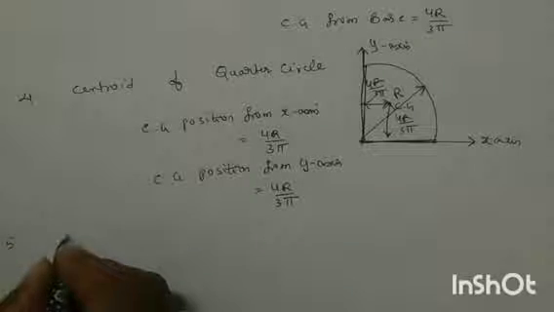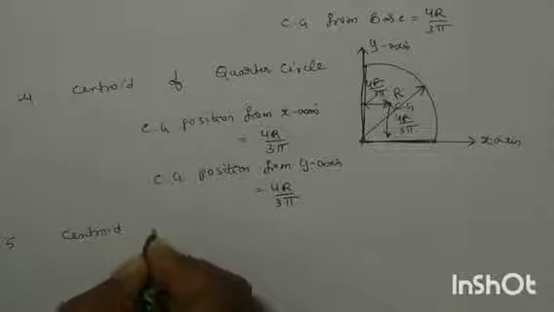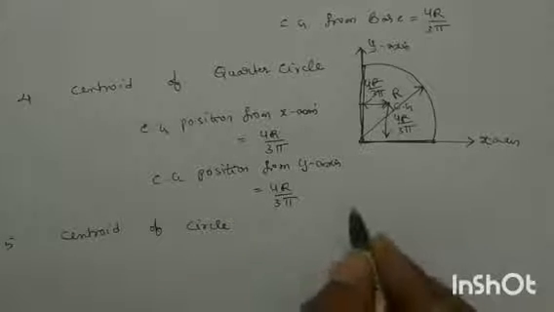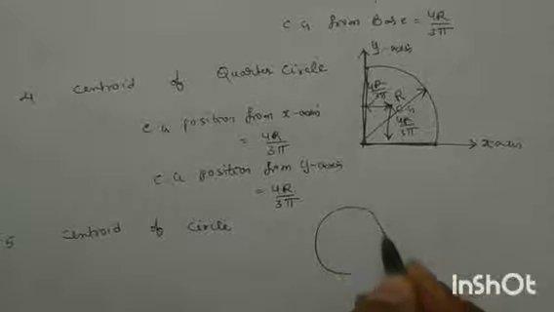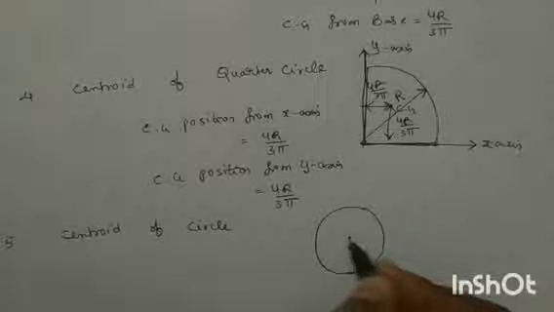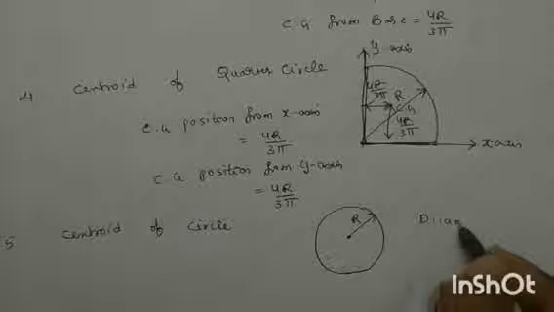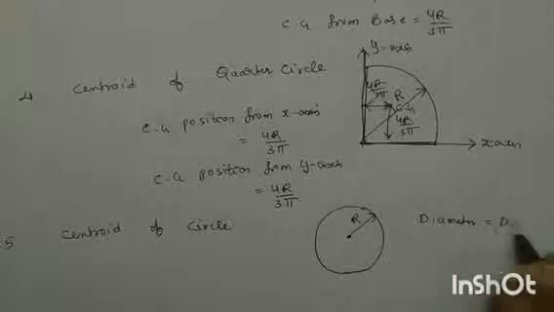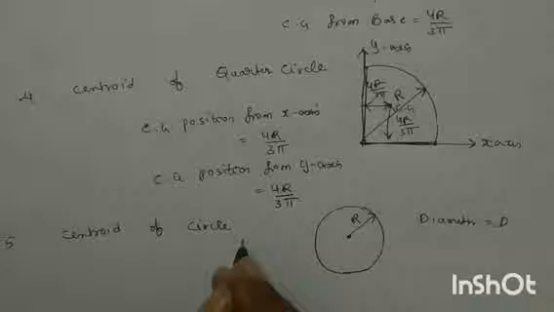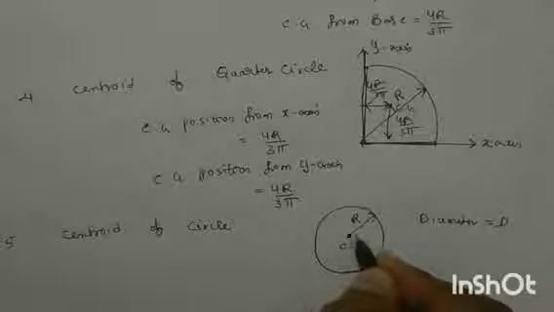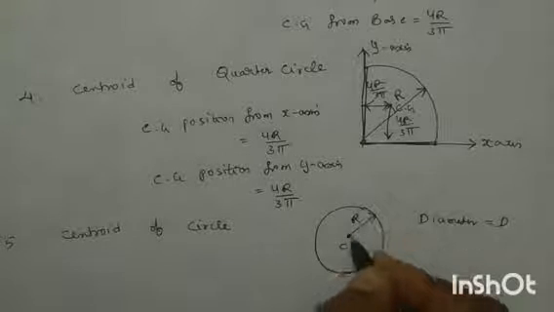Fifth formula, centroid of circle. Okay, so now let us take a circle, and the circle radius, that is r, otherwise the diameter of the circle you can take it as d. Okay, now you remember that the circle centroid position always lies at its center. Okay, so this is the center point of the circle, so here always the centroid lies here.